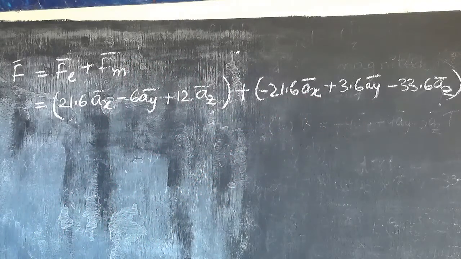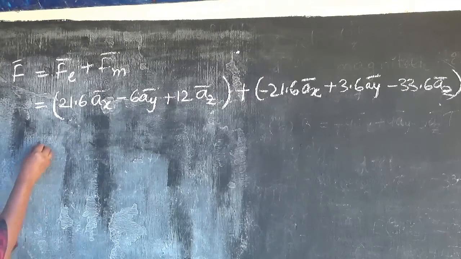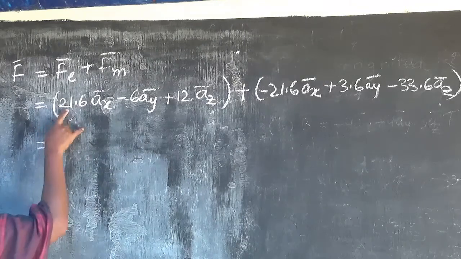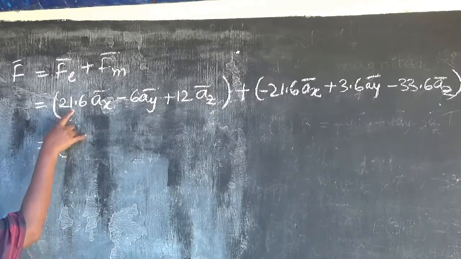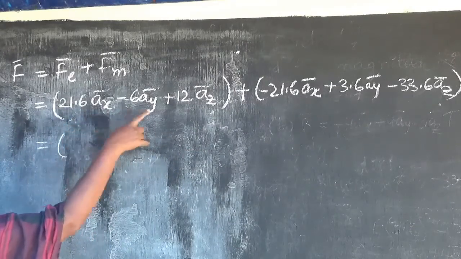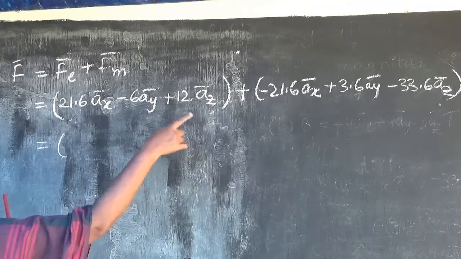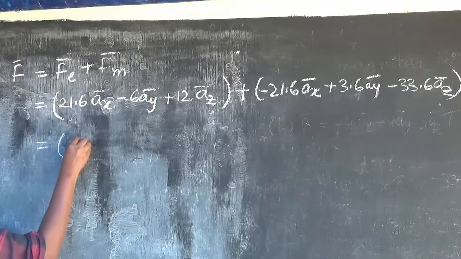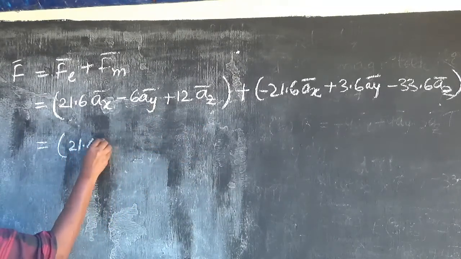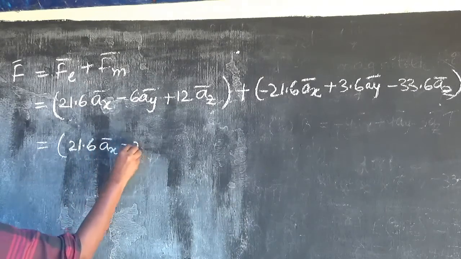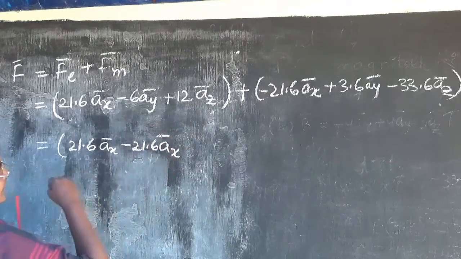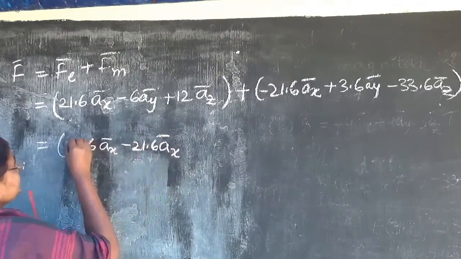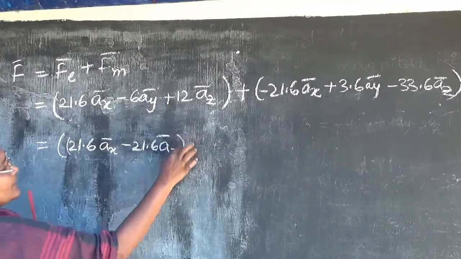So how to add these two vectors? This is nothing but a simple one. First add Ax bar to Ax bar. So here 21.6 Ax bar is there, minus 21.6 Ax bar is there. So what I will get is 21.6 Ax bar minus 21.6 Ax bar, because plus into minus is minus. Next, this is the Ax bar component I got.